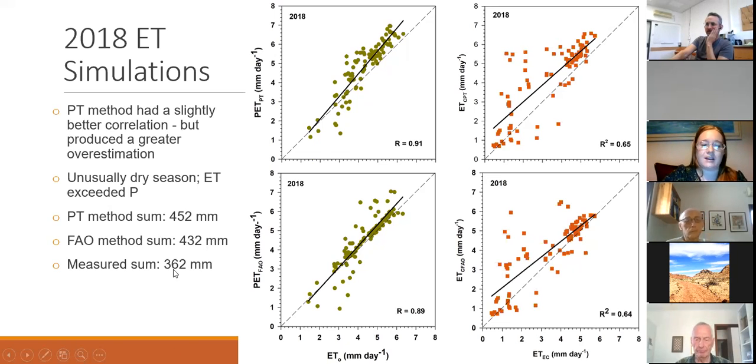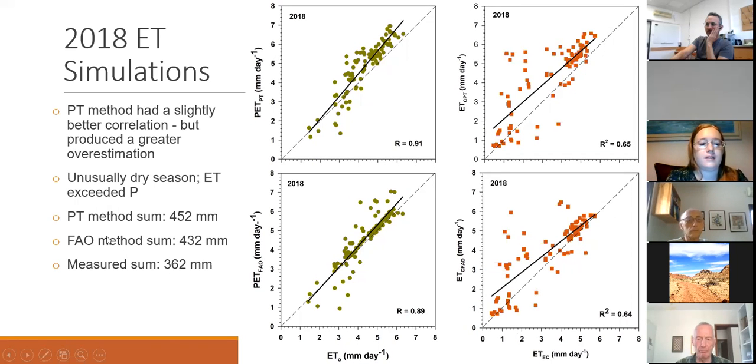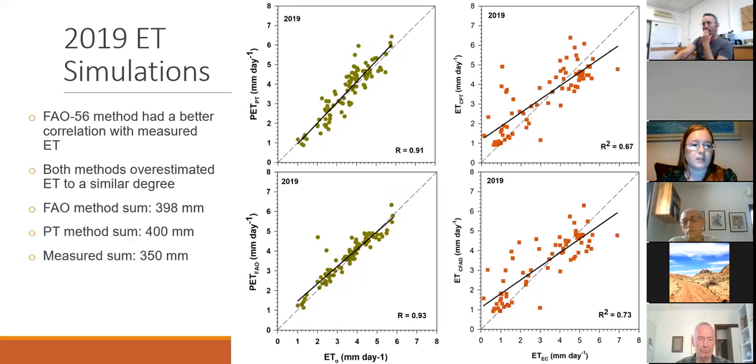And once again, the FAO56 method produced a cumulative estimate of ET that was much closer to what was observed. So in 2018, we had observed 362 millimeters of evapotranspiration during the growing season, and the FAO56 method predicted 432, and the Priestley-Taylor method predicted 452 millimeters.